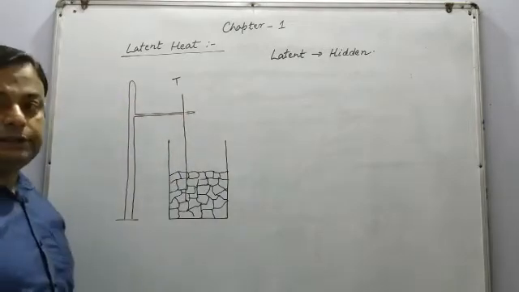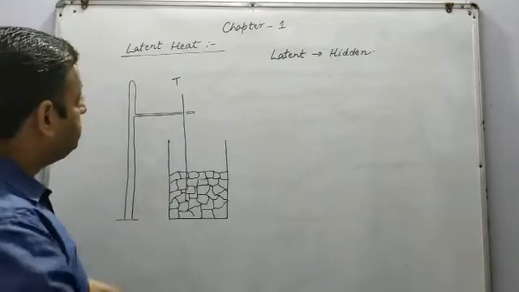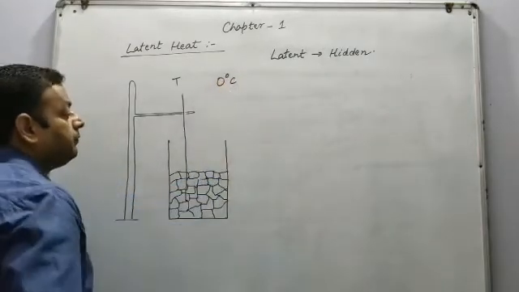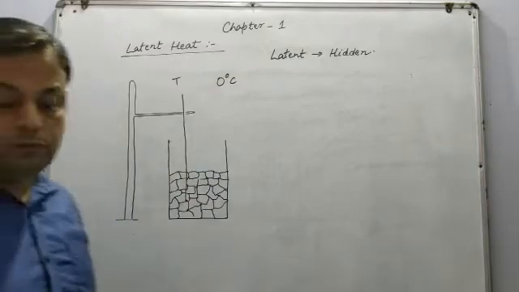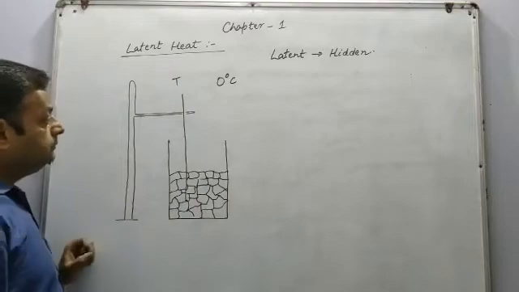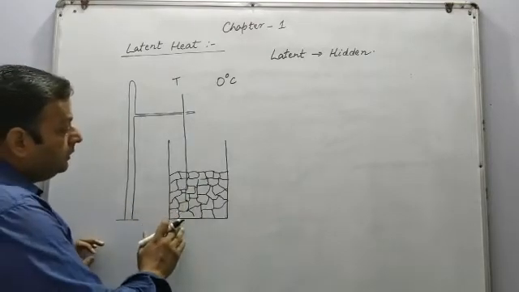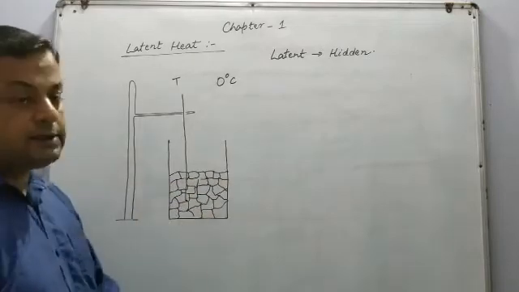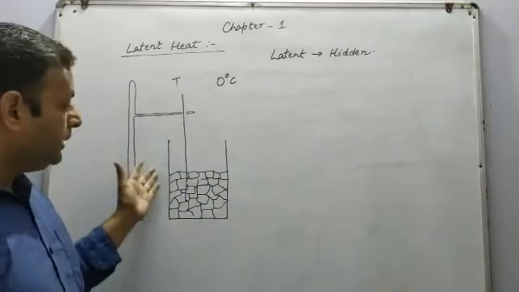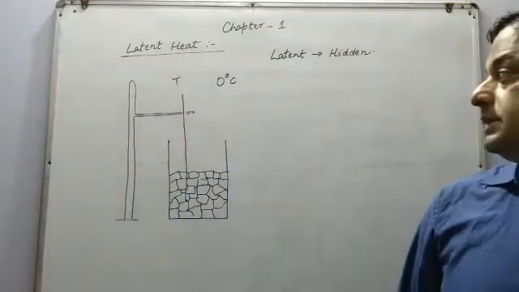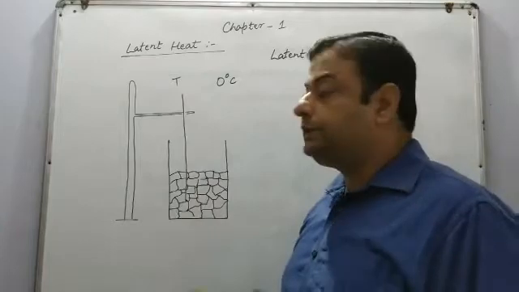Now record the temperature. We check the temperature to be 0 degrees Celsius. The temperature of the ice cubes is 0 degrees Celsius. Now keep this apparatus for a few minutes. For example, we kept this apparatus for about 5 more minutes. Then after 5 minutes, again record the temperature.